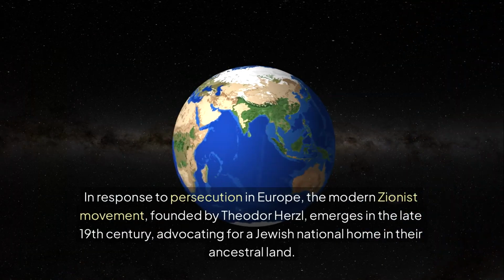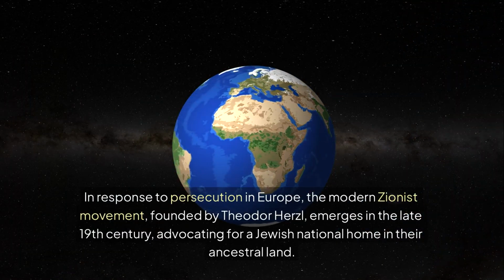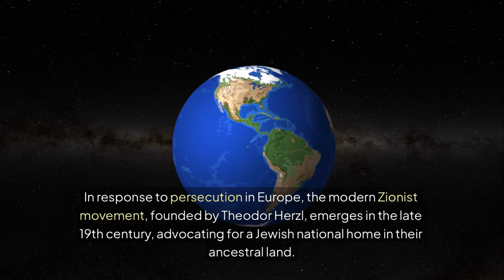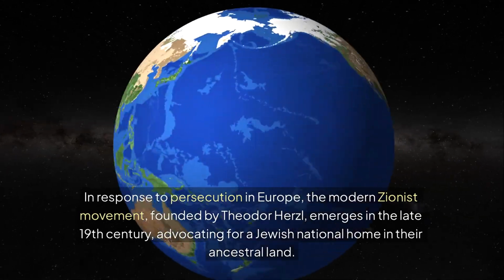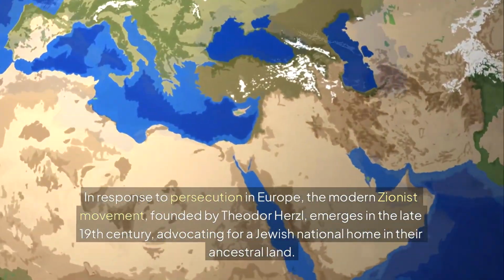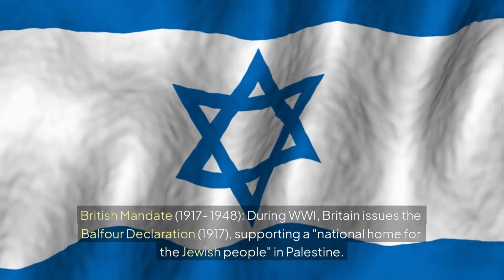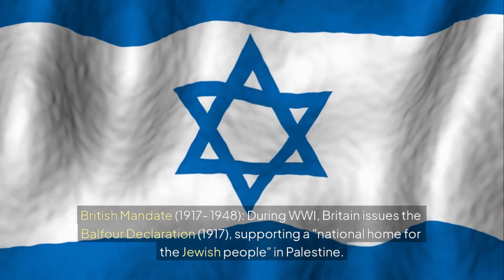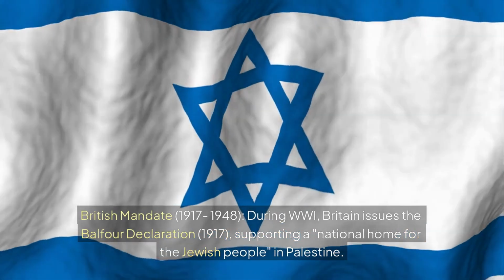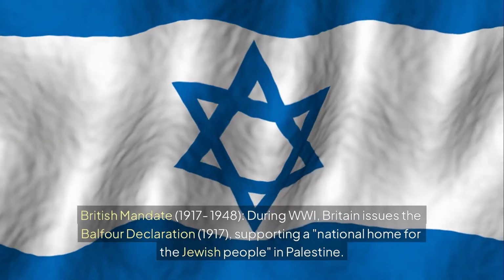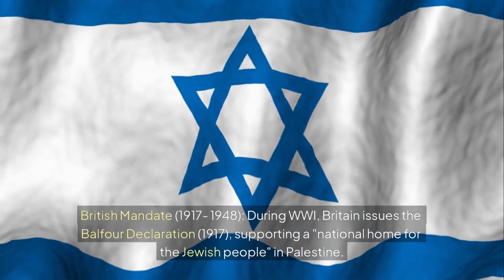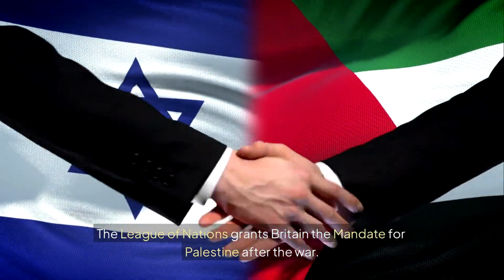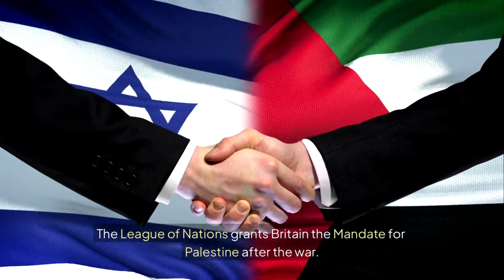In response to persecution in Europe, the modern Zionist movement, founded by Theodor Herzl, emerges in the late 19th century, advocating for a Jewish national home in their ancestral land. British Mandate, 1917 to 1948. During WW1, Britain issues the Balfour Declaration, 1917, supporting a national home for the Jewish people in Palestine. The League of Nations grants Britain the mandate for Palestine after the war.